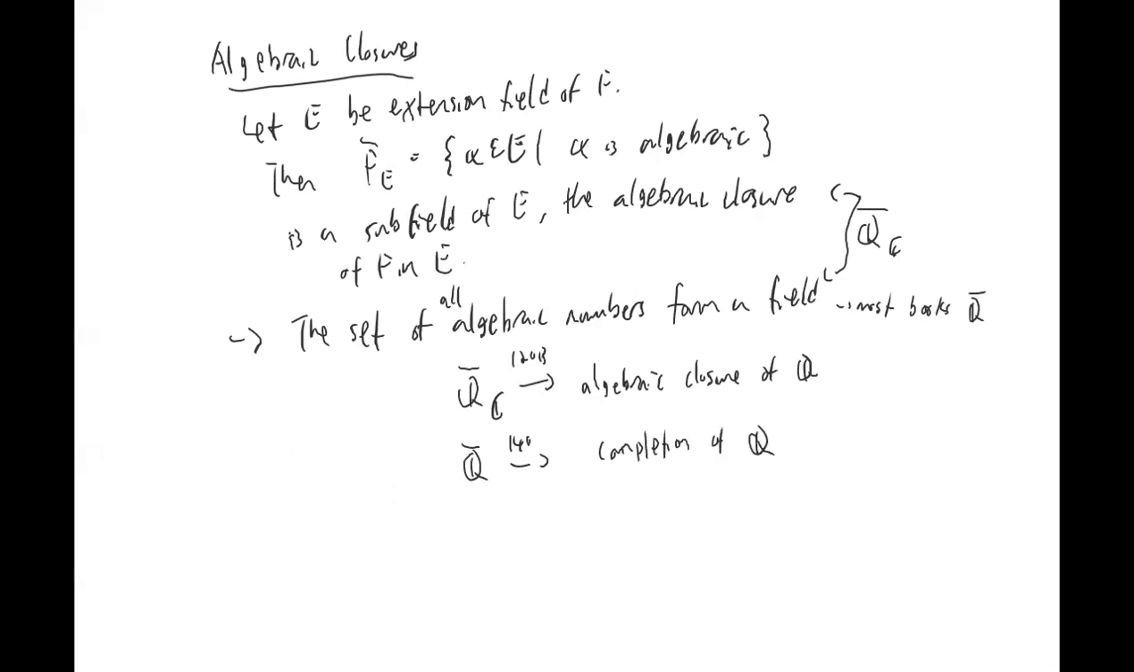Does everyone get the difference? These two are completely different sets, right? So this is the set of all algebraic elements. What did you learn in 140? What is the completion of Q? When you complete Q, what do you get?